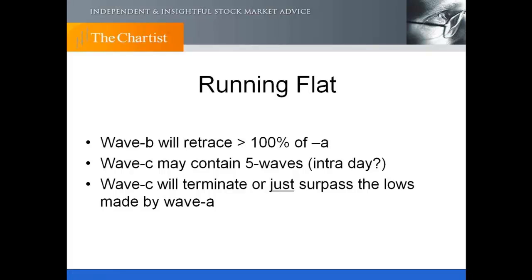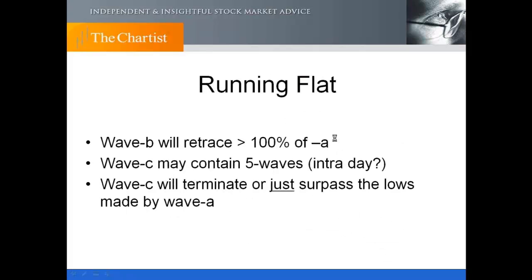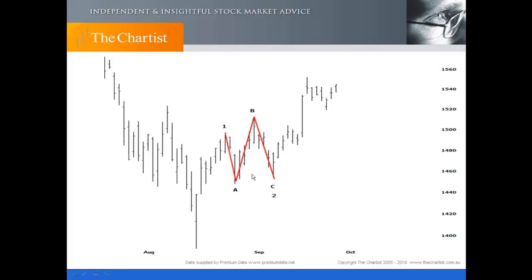So if you get some good confluence down here just below wave A, it becomes a very, very good buying point. So the rules of a running flat, wave B will retrace greater than 100% of wave A. In other words, wave B will go above the high of the prior terminal point. Wave C will tend to contain 5 waves down. You might have to see them on an intraday chart. And wave C will terminate at or just surpass the lows made by wave A. But the most important thing is this wave B goes up above into new high territory.